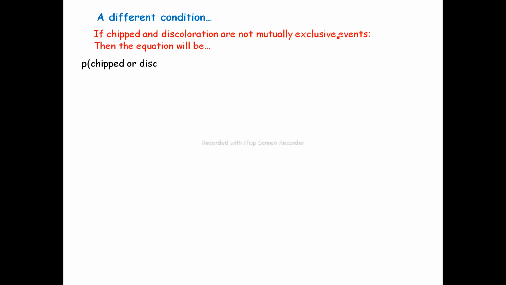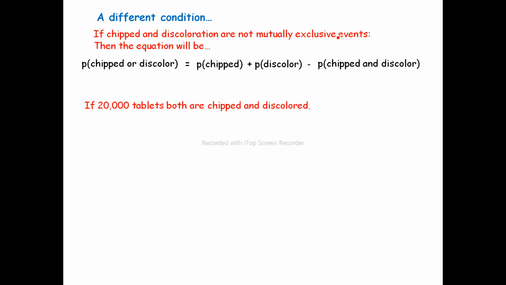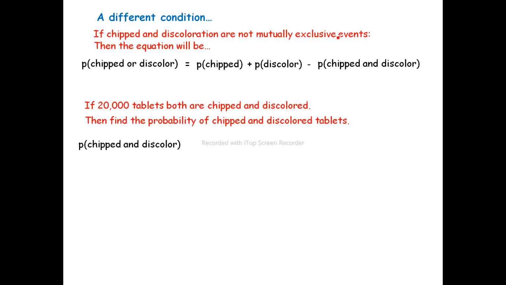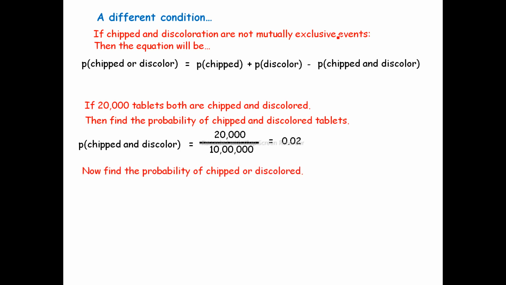Okay, so then the equation will be: probability of chipped or discolored is equal to probability of chipped plus discolored minus chipped and discolored. Okay, so suppose 20,000 tablets are both chipped as well as discolored. So the probability of chipped and discolored is equal to favorable divided by the exhaustive. So favorable is 20,000 divided by exhaustive, which is 10 lakh. So we have got 0.02, or you can say 2% of the tablets are chipped as well as discolored.